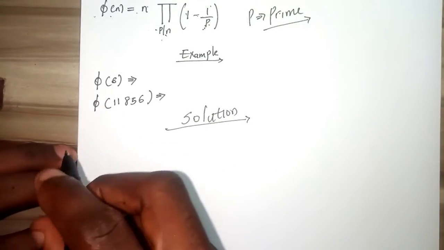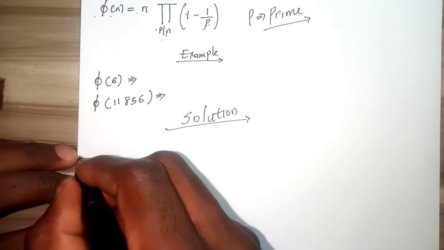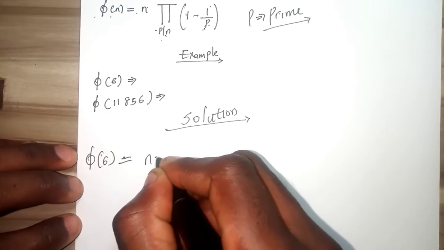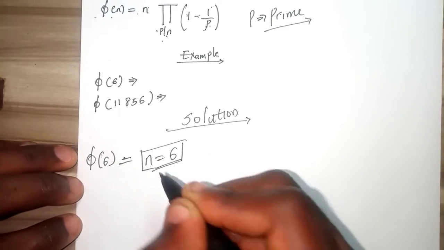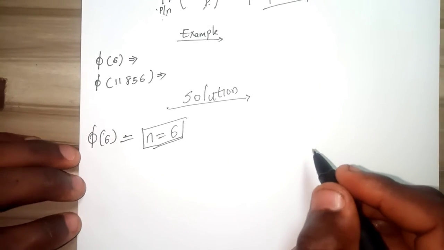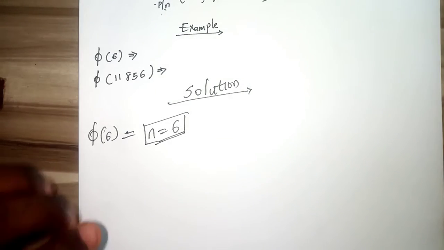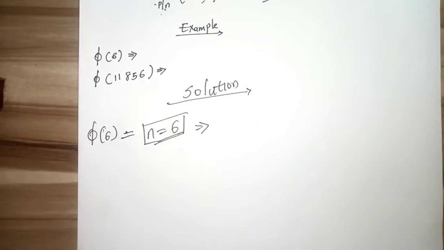Look at this. You have phi of 6, then your n equals 6. Take note of this. Your n equals this. Now, for us to go into the solving, let's first find the prime decomposition of 6. What do I mean by that? Prime numbers that you can multiply together to have 6.